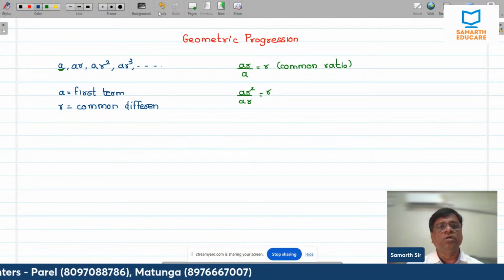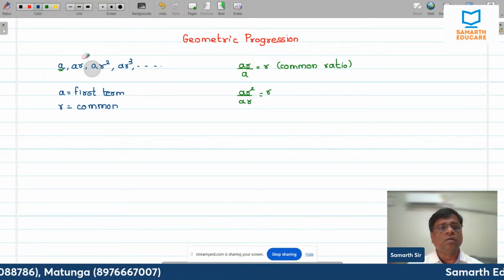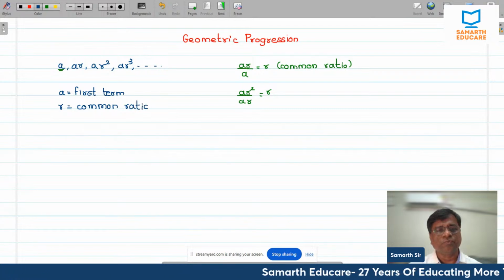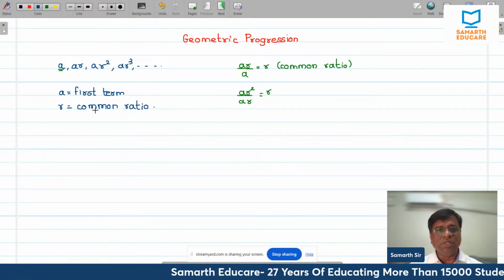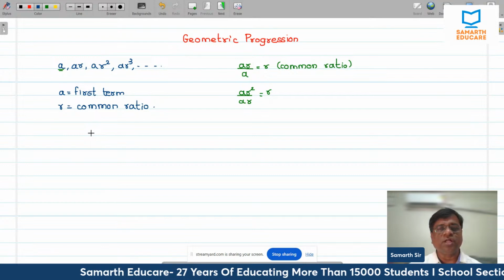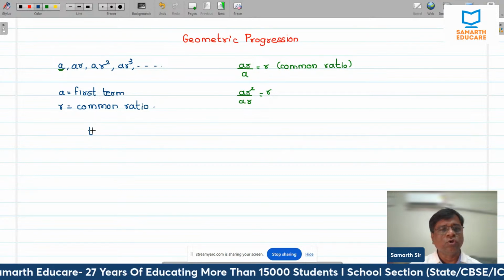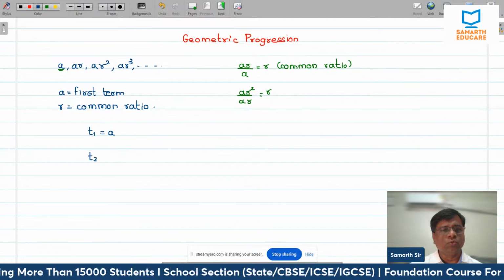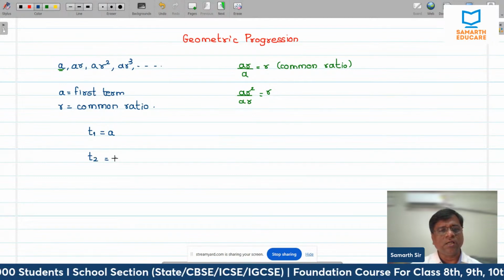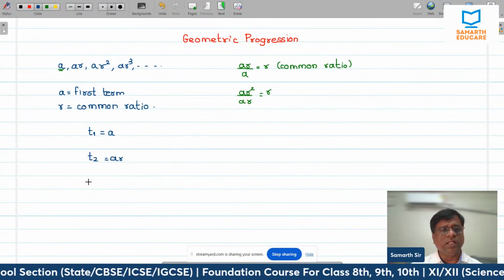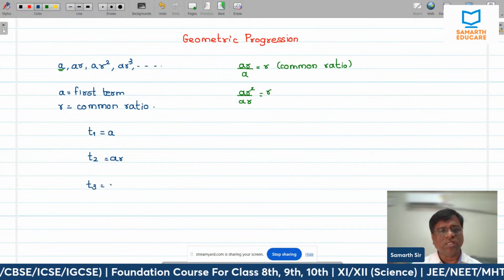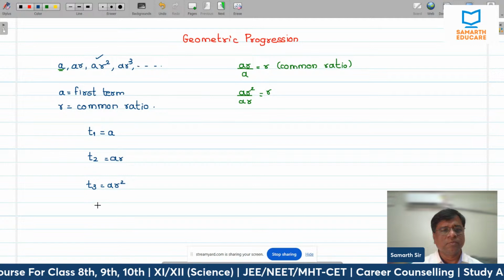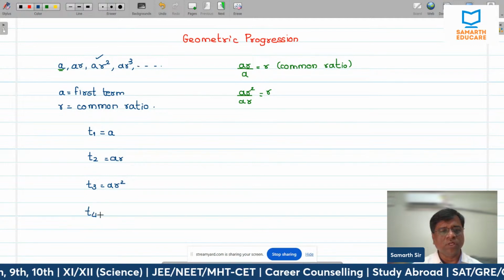Here the ratio is called the common ratio. Now, with similar concepts, first I will try to find the nth term formula. So T1 is a, then T2 is ar, then T3 is ar square, and then T4 is ar cube.